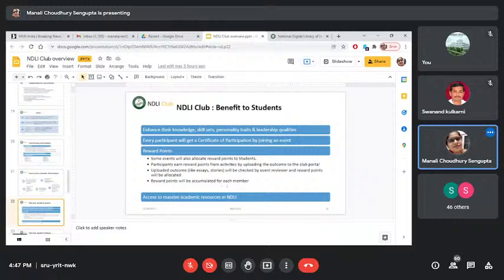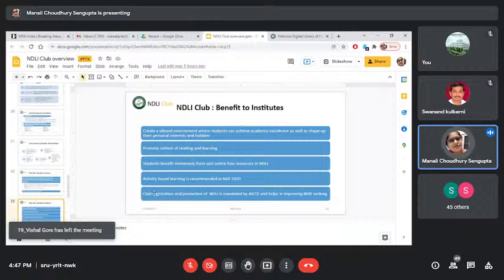In that case, the institution or school or the authority can do some annual event, where they can give some sort of token prize to the top member, like who has accumulated the best reward so far. This kind of idea can be implemented. And then what are the benefits to the students? Again, I would like to mention that it is essential for the institution to create an environment where students can achieve academic excellence as well as shape up their personal interests and hobbies.